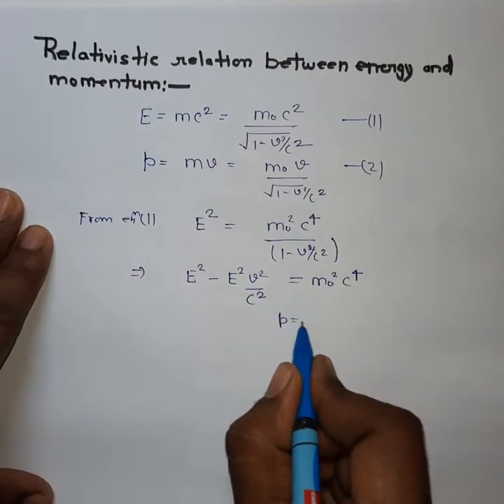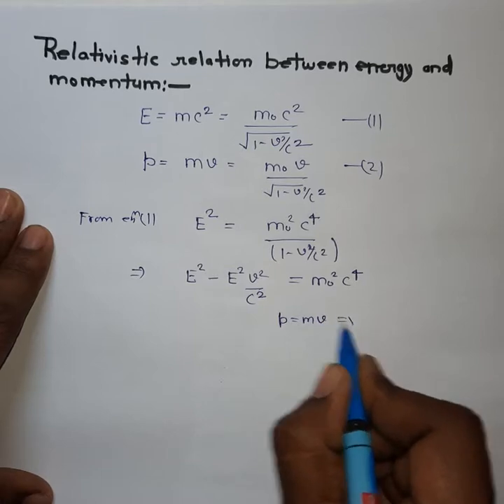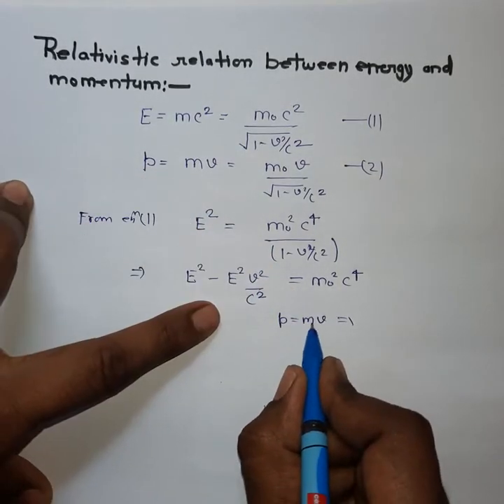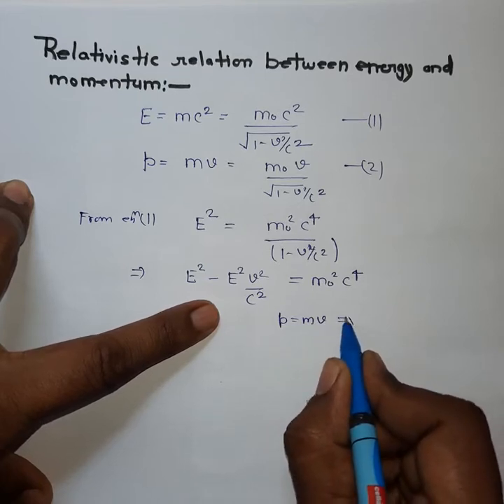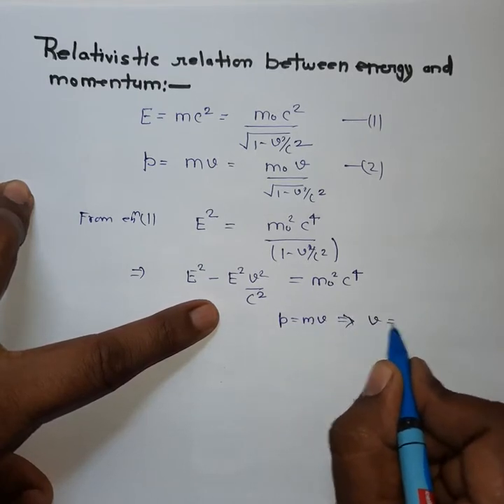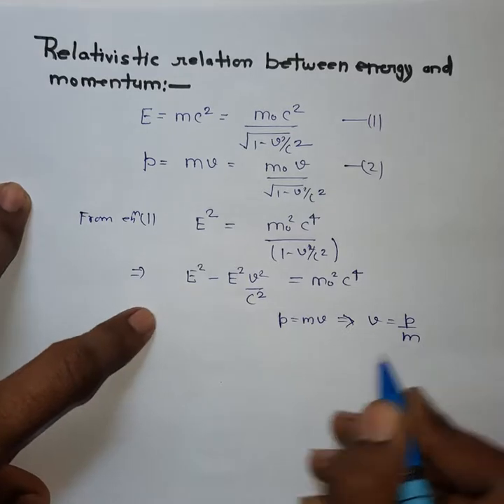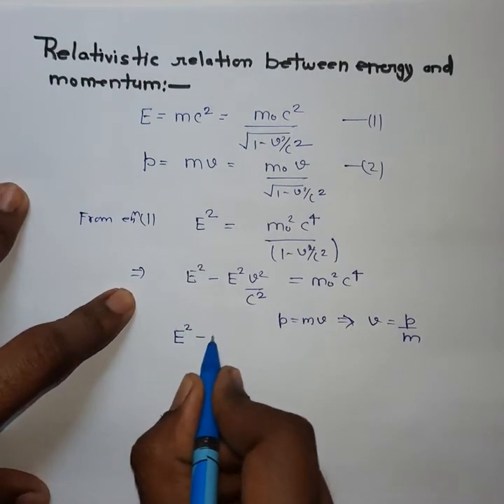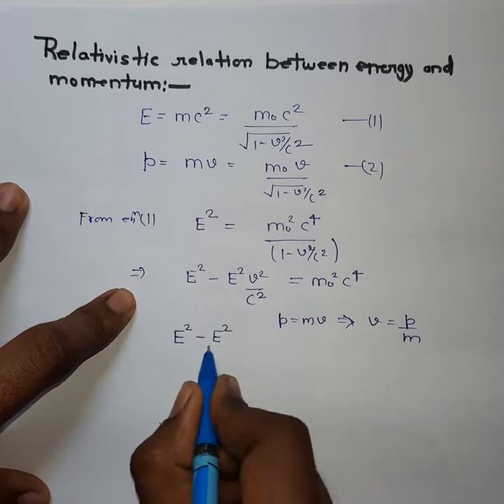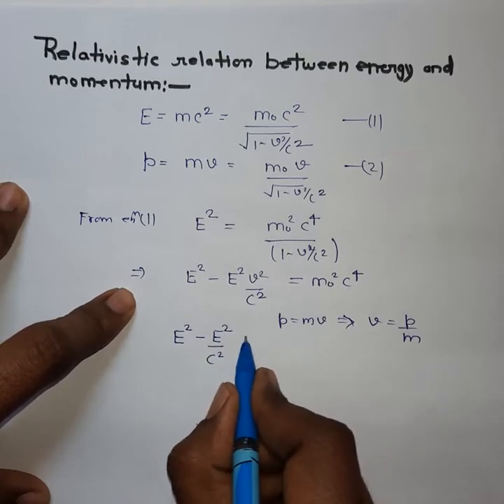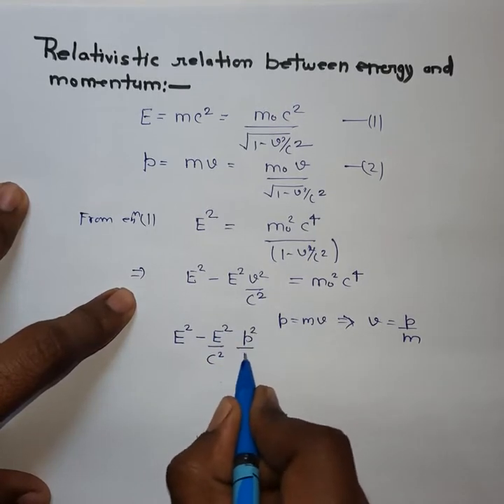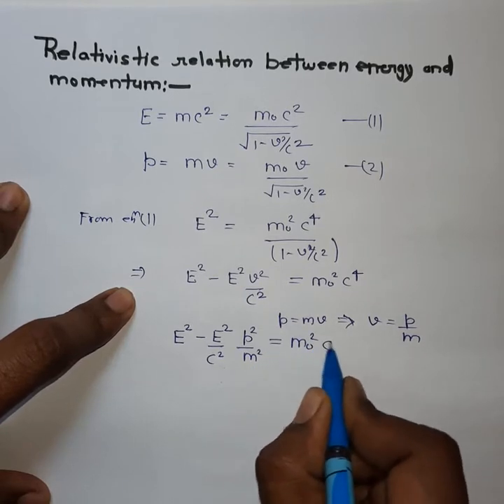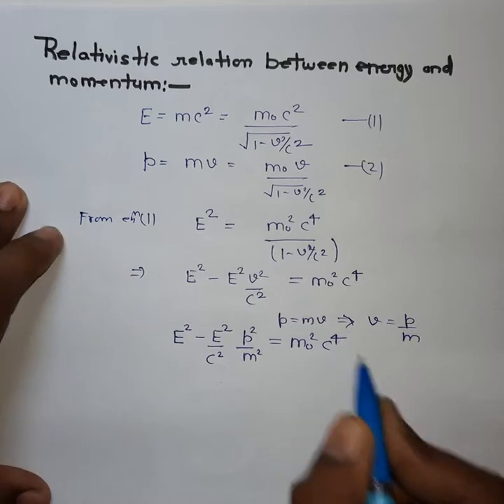And you know that p is equal to mv, so you can write from here p is equal to mv. I am writing m, not m naught, so there should not be any doubt. So v can be written as p by m, so I am writing it here: E squared minus E squared by c squared p squared by m squared is equal to m naught squared c to the power 4.